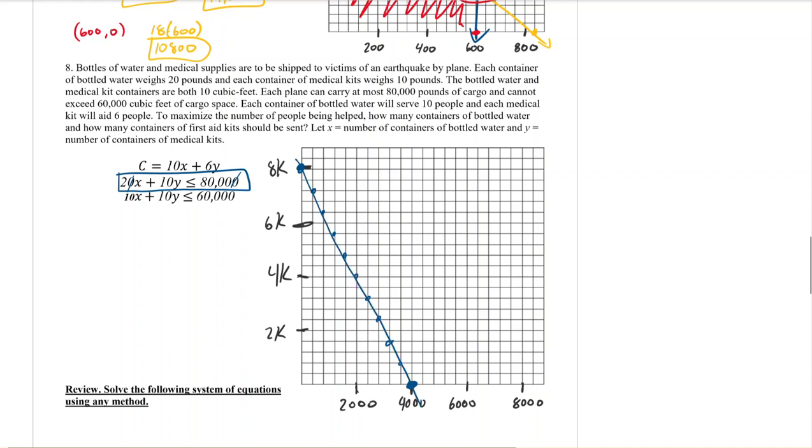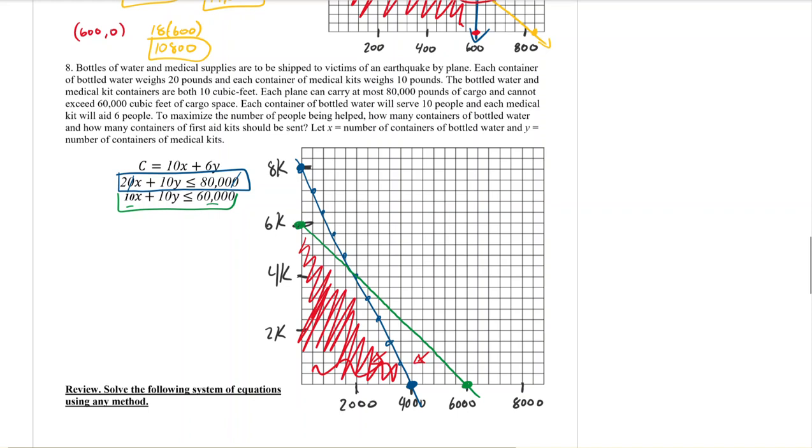Our next equation, 10 goes into 60,000, well, that's going to be 6,000. And 10 goes into 60,000, that's 6,000, so that's down 1 over 1. And I forgot to do the shading, so our first one, 0 is less than or equal to 800, so this will be below the blue line. And 0 is less than or equal to 60,000, so that would be below the green line. So our feasible region is everything on the left.